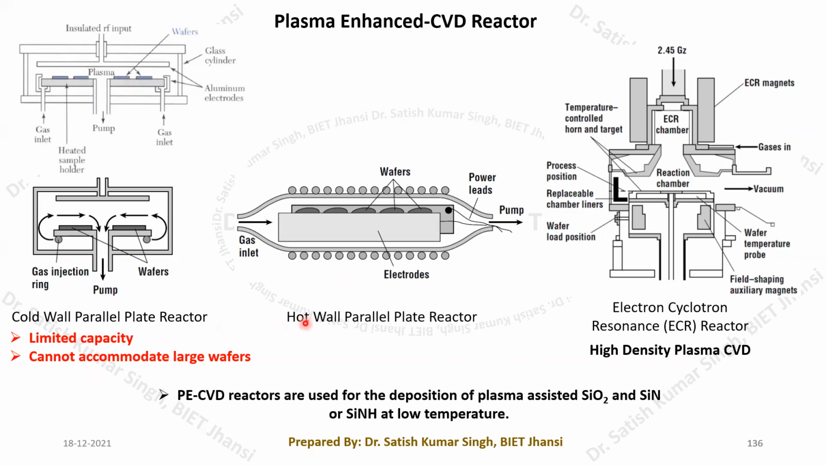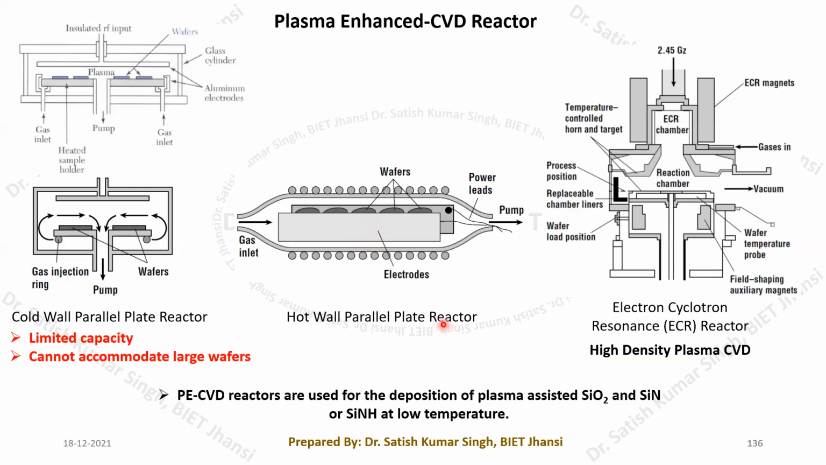Generally, we use hot wall parallel plate reactors. It is similar to a simple APCVD mechanism, but here we have to use plasma, because we have plasma enhanced CVD. So basically, we have to create a plasma. But this system has a very large capacity. It can hold a large number of wafers, as well as accommodate big size wafers. So commercially, we use these hot wall parallel plate reactors.